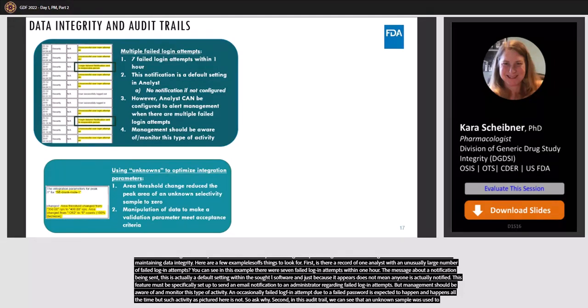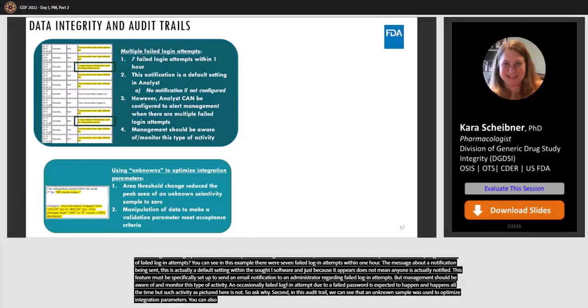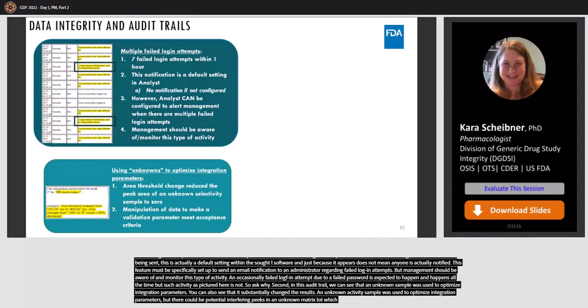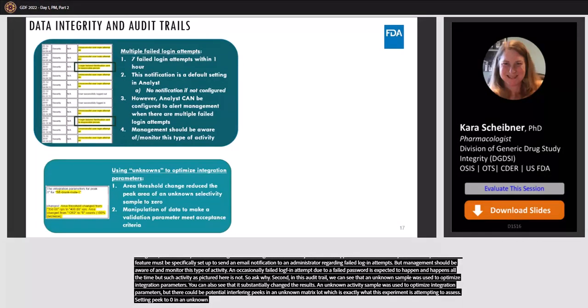parameters. You can also see that it substantially changed the results. An unknown selectivity sample was used to optimize integration parameters, but there could be potential interfering peaks in an unknown matrix lot, which is exactly what this experiment is attempting to assess. Setting the analyte peak to 0 in an unknown sample can skew results and influence the validation parameters to pass or fail. This is a data integrity issue.